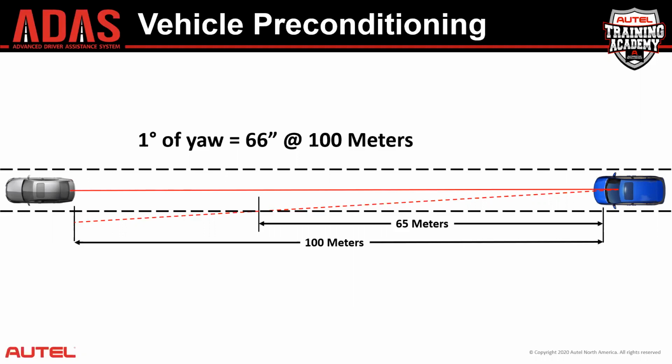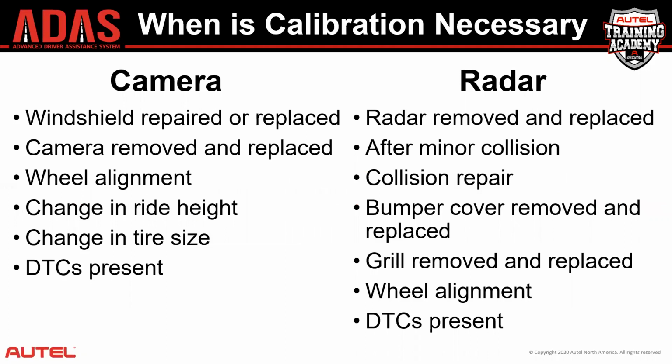So it believed that the calibration setup was accurate. So it's really, really critical not to skip any steps. So when is calibration necessary? This is by no means a complete list, but camera calibrations, obviously you repair or replace a windshield, the camera needs to be recalibrated. If you simply remove a camera from its bracket and just snap it right back in place, according to the OEMs, that camera needs to be recalibrated, because you cannot guarantee that it was placed back in exactly the same position that it was in when you removed it.